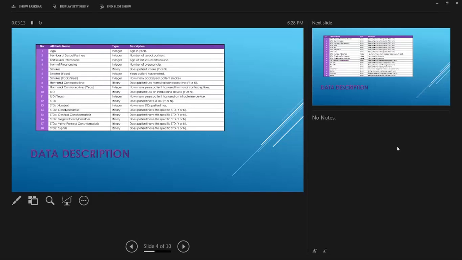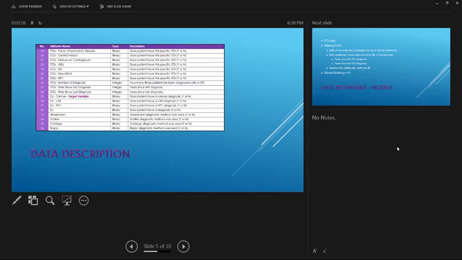Attributes 14 through 25 are the data provided for specific STD diagnoses. Attribute 26 provides the total number of times the patient has been diagnosed with an STD, followed by the years since the first STD diagnosis and the years since the last STD diagnosis. Attributes 29 through 32 are a listing of diagnoses from the screening process. Attribute 29 is our target variable for if a patient was diagnosed with cervical cancer. The final four attributes are the diagnostic methods used in the screening process.